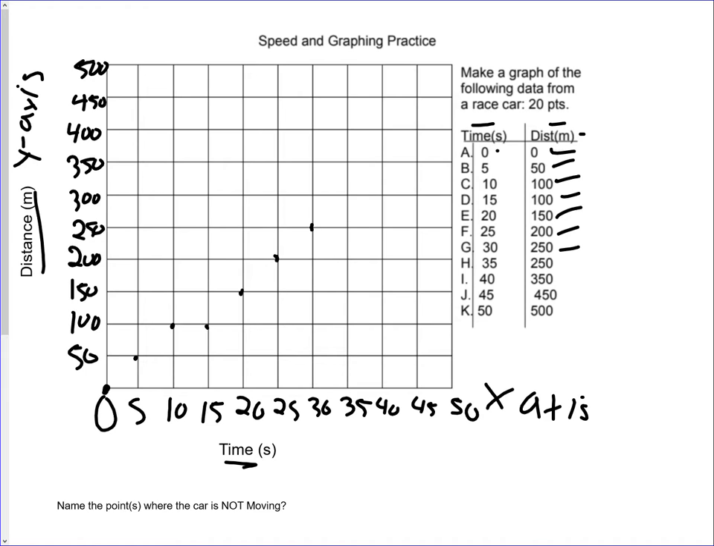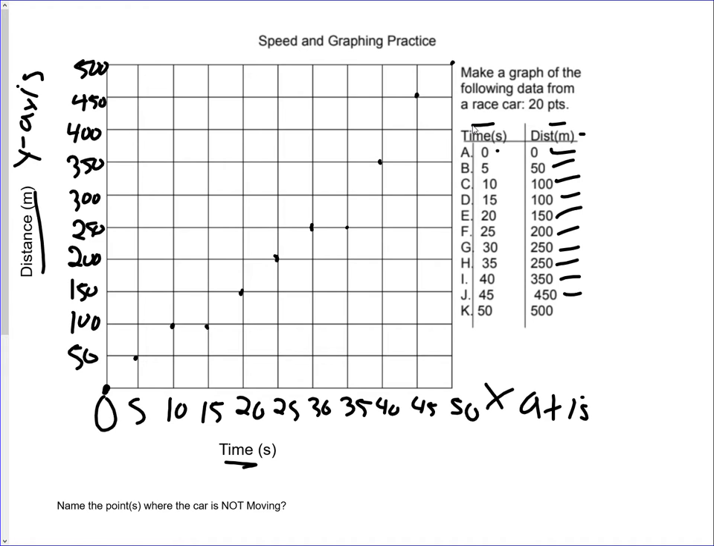35 and 250 again, 40 and 350, and 45 and 450, and our last one is 50 and 500. So I have all my points. So what I want to do is make sure I label all of my points. I'm going to go through and label all my points.